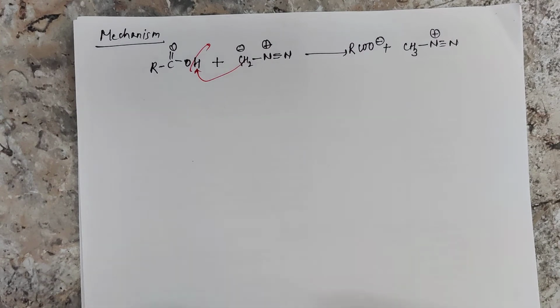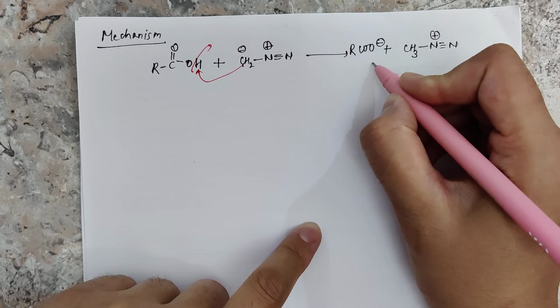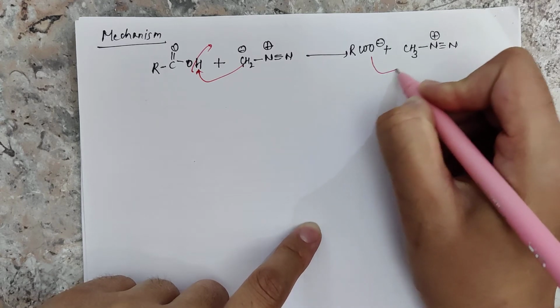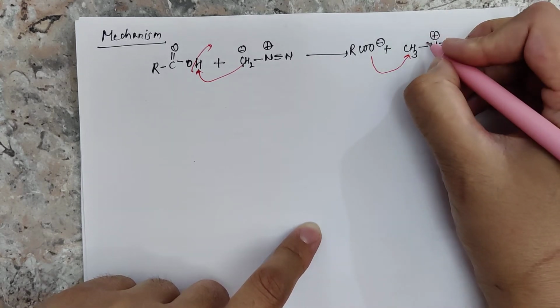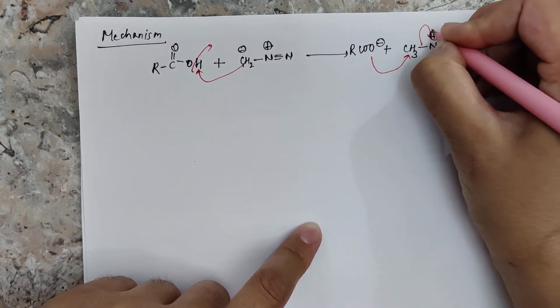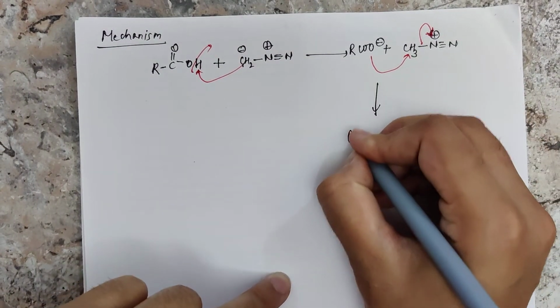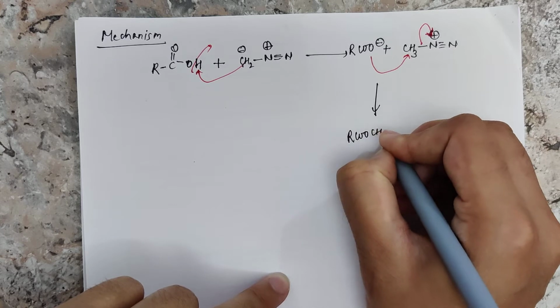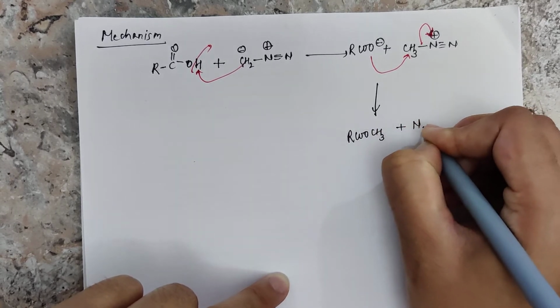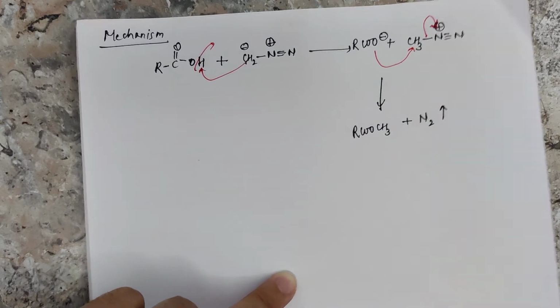Now what will happen in the second step? This RCOO will take up CH3 and this electron pair will go to N2. So the product obtained is RCOOCH3 plus N2. So this is the mechanism of the reaction.